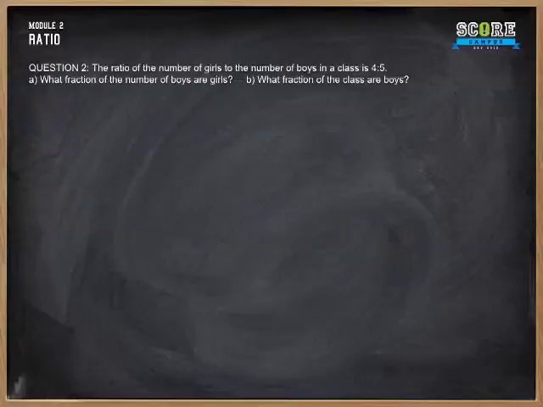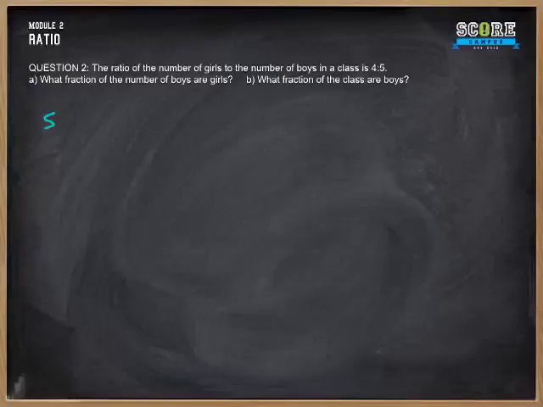Okay, let's move on. Question 2. The ratio of the number of girls to the number of boys in a class is 4:5. Girls is to boys is 4:5. Question part A. What fraction of the number of boys are girls? And part B is what fraction of the class are boys?